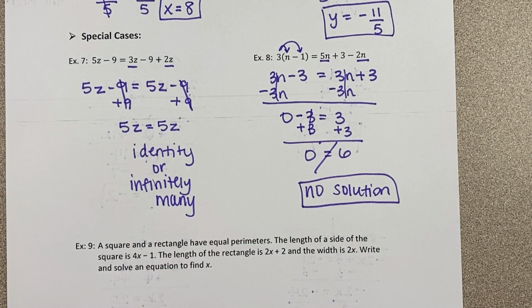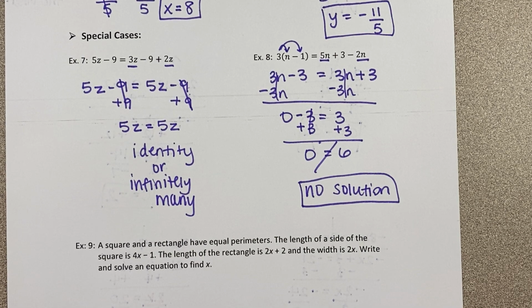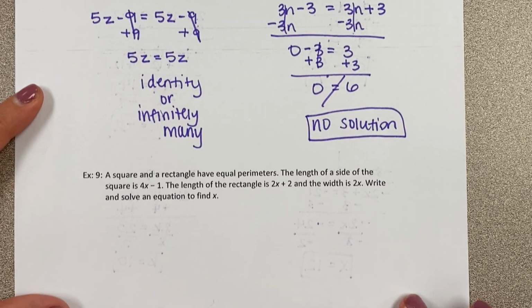So your answer would be no solution. Okay, so when both sides do not equal each other, and the variables are canceled out, there's no variables, then it's going to be no solution. So you might see a couple like that.